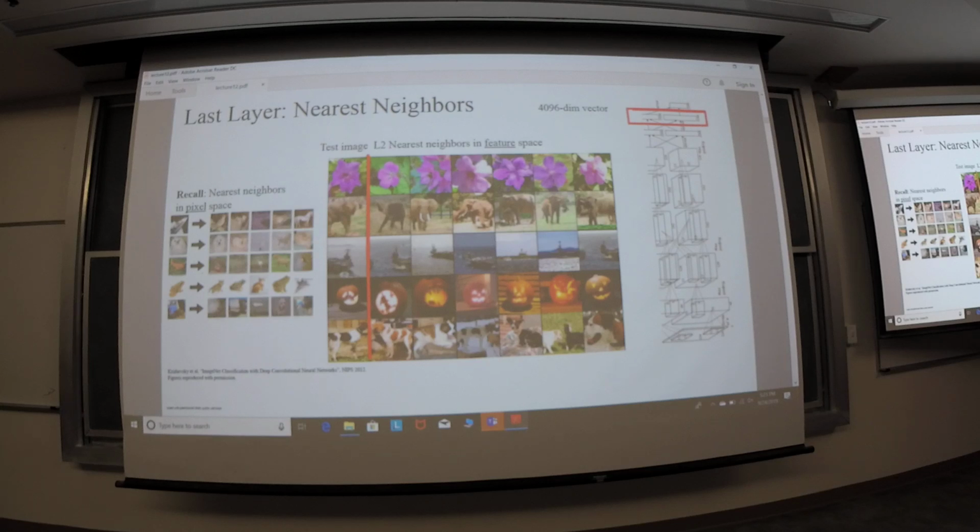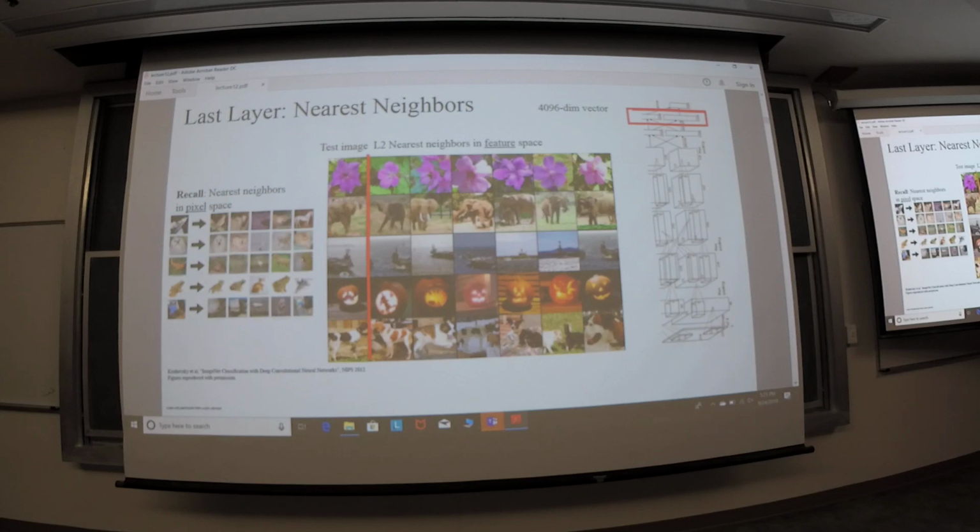So the leftmost column that you see over here has all the test images that we provide to this network. When we try to figure out which one of the images in the database is close to this particular image, we find that it's almost the flowers. And the same goes for elephants and dogs. So semantically, they convey the same information.